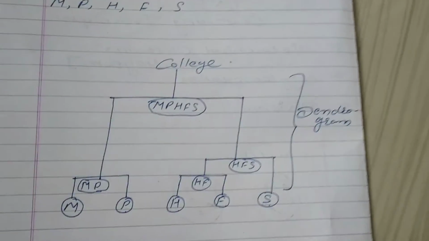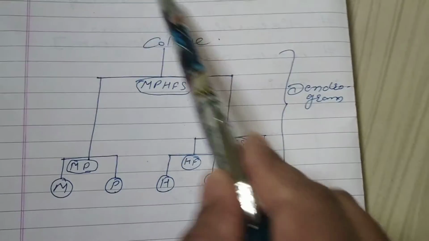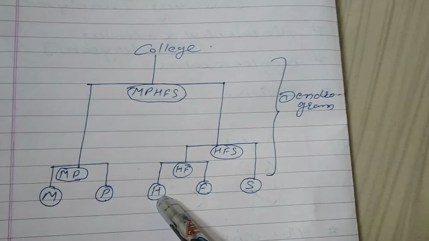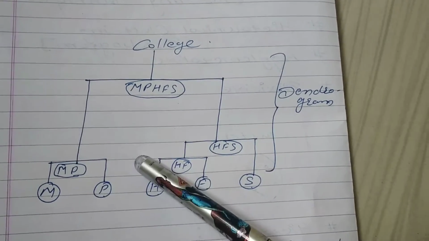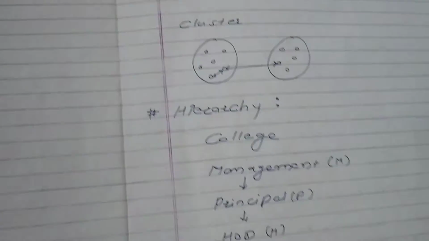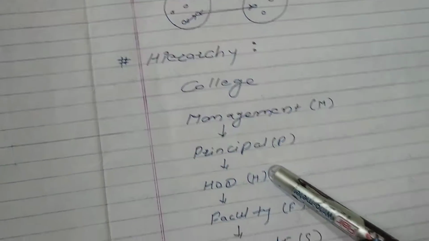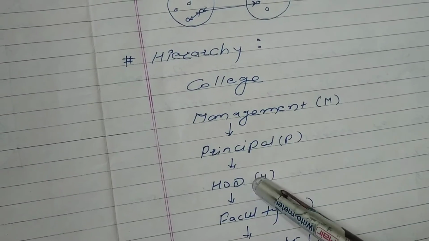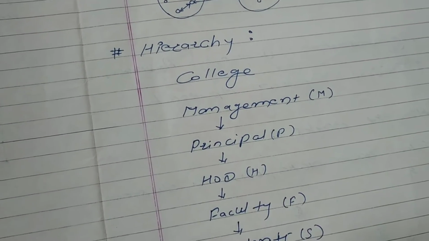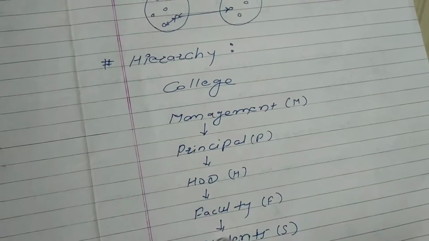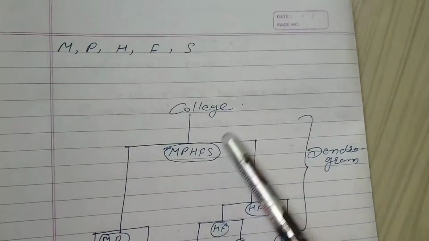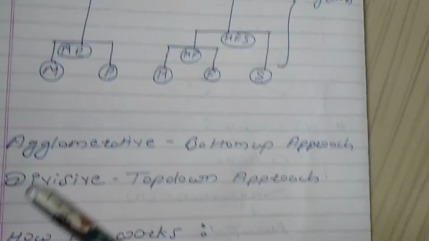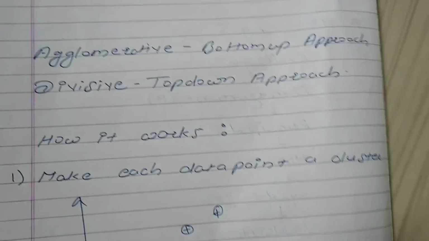And what do we mean by hierarchical clustering? The data items are given, we consider the data items as clusters, and we form clusters of the clusters depending on the hierarchy. In the hierarchy we have which data item or cluster is closer to which. The management cluster is closer to the principal cluster, which is closer to HOD, which is closer to faculty, which is closer to students. And using this hierarchy, we finally have a single cluster, and we call that cluster a college, or an organization, any. Now we'll see how it works, right?